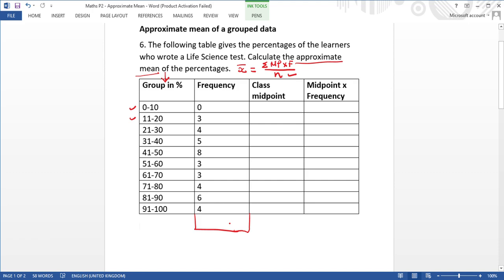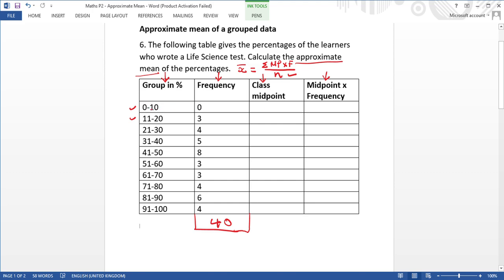So basically we have 0 plus 3 plus 4 plus 5 plus 8 plus 3 plus 3 plus 4 plus 6 plus 4, which gives me 40. That means my n is 40. Now let's calculate the midpoint times frequency. You already have the frequency, so we need the class midpoint, and then we multiply the midpoint times the frequency.